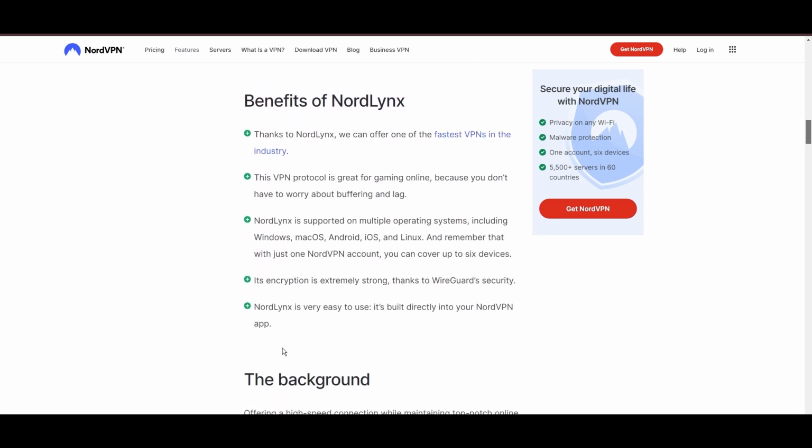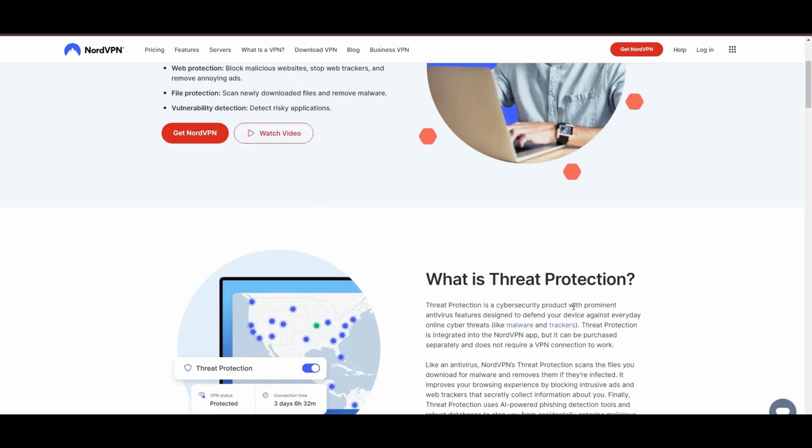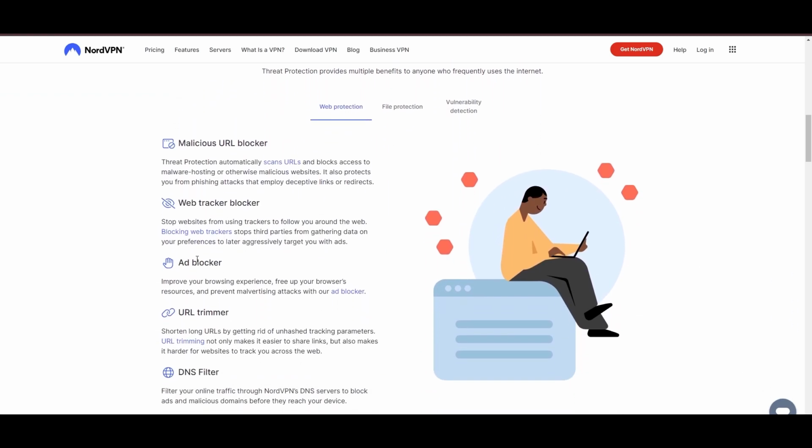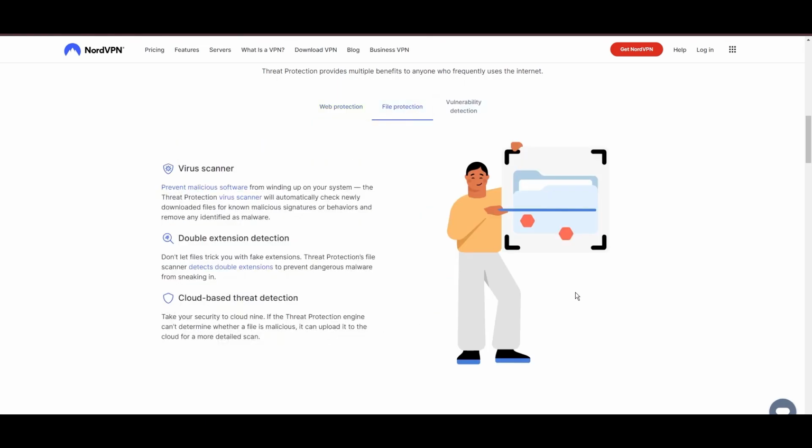NordVPN's dedication to security is clear with its features, including military-grade AES-256 encryption, a dependable kill switch that protects your data if your VPN connection drops while using Reyee Router, split tunneling capabilities, and obfuscation tools.